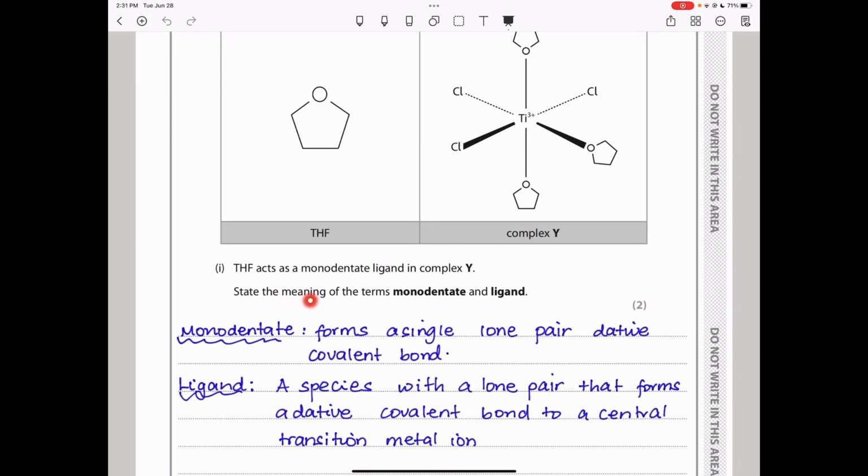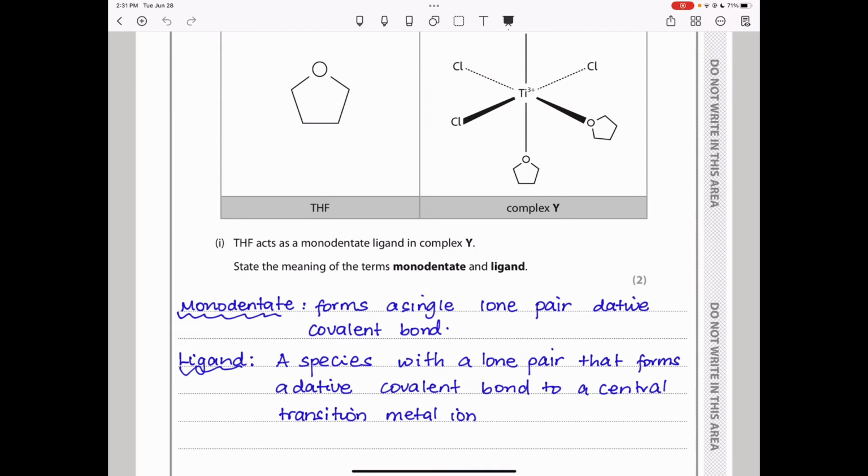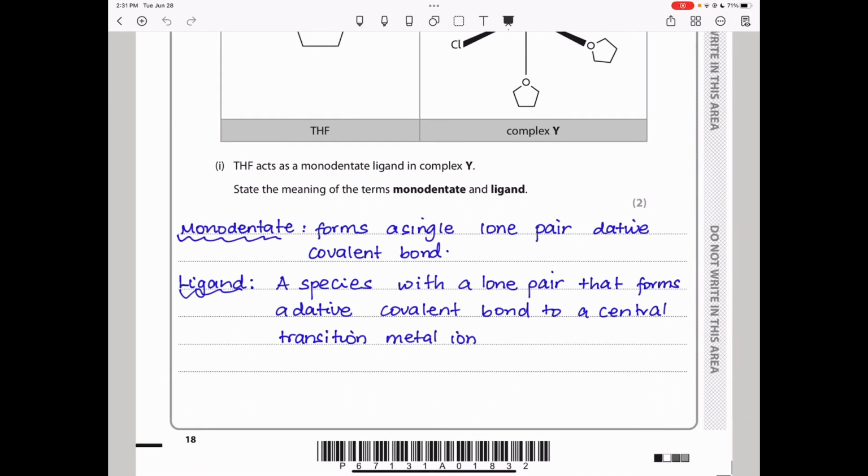So they say, state the meaning of the term monodentate and ligand. These are two terms. Monodentate refers to a ligand that forms a single dative covalent bond using one lone pair. And then a ligand is a species with a lone pair that forms a dative covalent bond to a central transition metal ion, in this case. So this is a ligand, but because it attaches with one dative covalent bond, we can call it monodentate. So I will go to the next part.